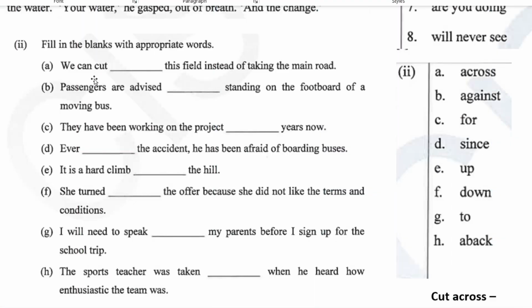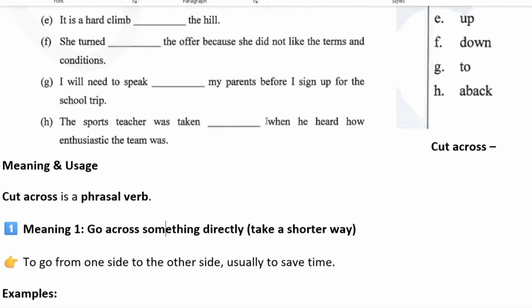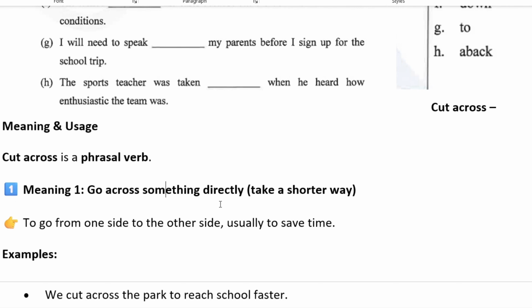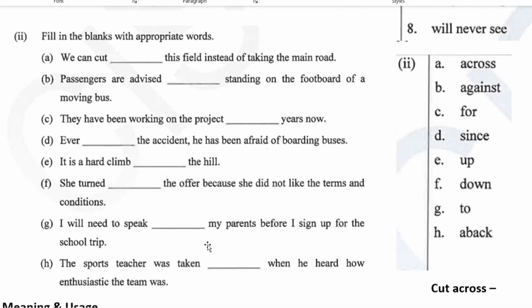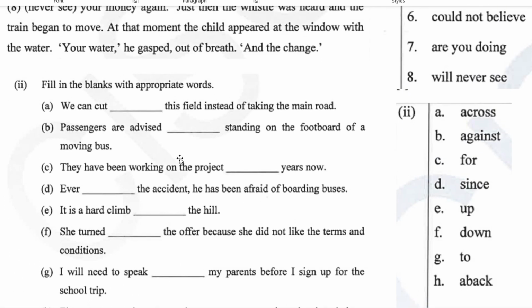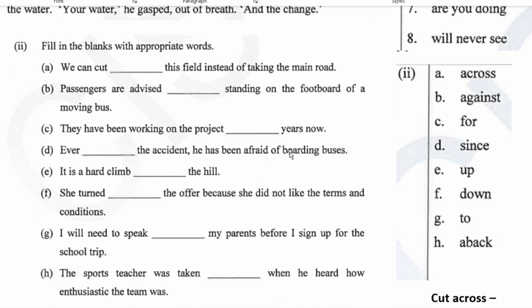We can cut across this field instead of taking the main road. Across means from one side to another. Go across something directly, take a shorter way to go from one side to another side. Next one, passengers are advised against standing. Against means not to stand. They have been working on the project for four years now. This is duration of time, so four years now.